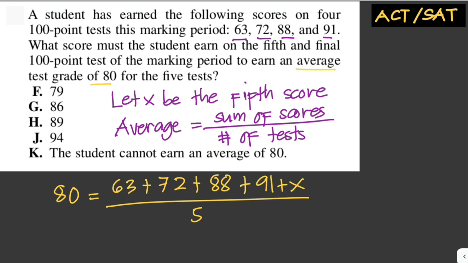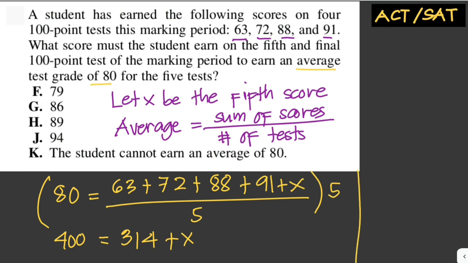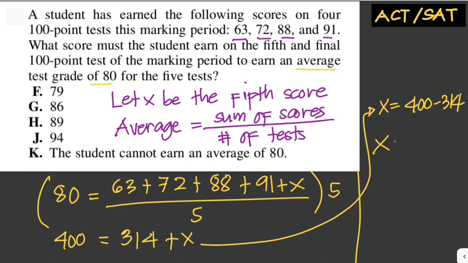So multiply 5 to both sides. So we have 400 equals 314 plus X. And now we can solve for X, which is our 5th score. So X here is just equal to 400 minus 314. Therefore, the 5th score is equal to 86. So the answer here is letter G.